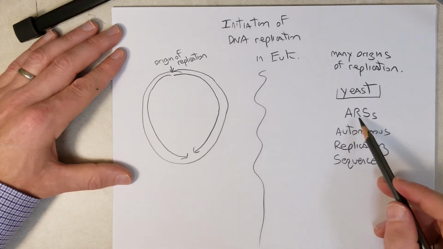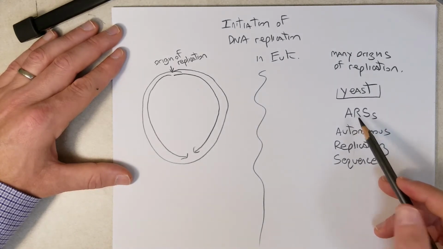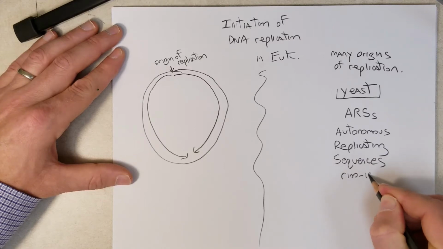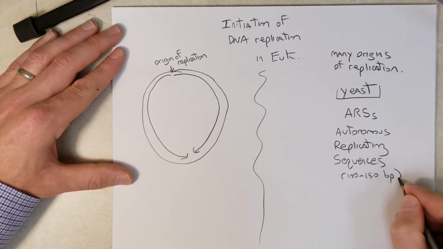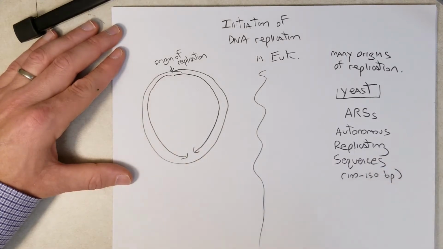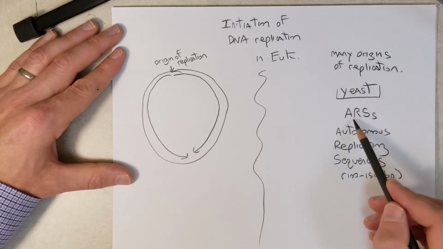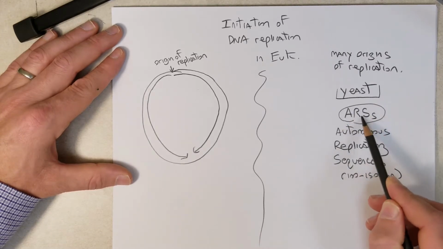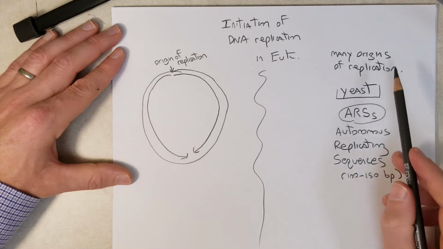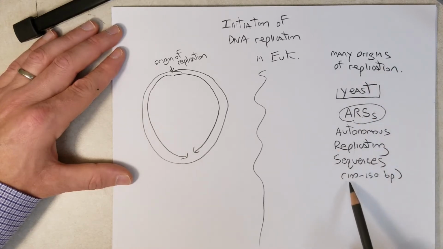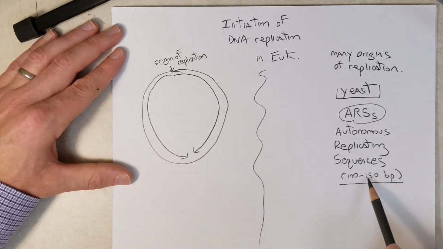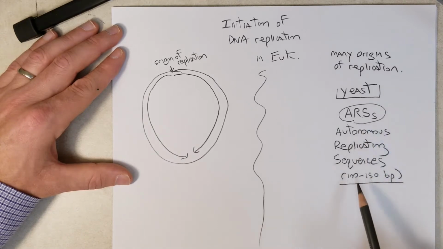They were put into plasmids, these little sequences that were put into plasmids. They're about 100 to 150 base pairs long. And when they're in a plasmid, or a circular piece of DNA, and that circular piece of DNA is placed into yeast, well, that circular piece of DNA will be replicated if it has an ARS, because the ARS serves as the origin of replication. Now again, these are 100 to 150 base pairs long. And what I want you to do is take a look in the notes. There's a little more information about these.